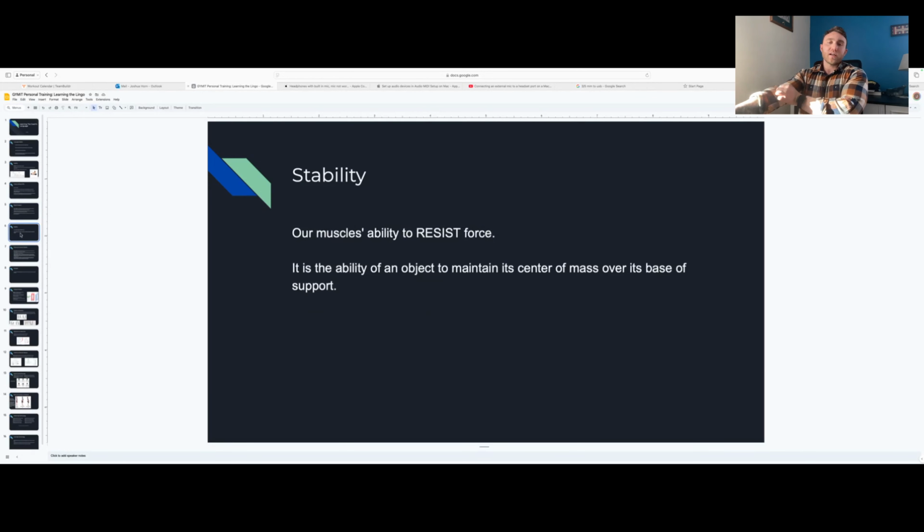So stability is going to be our muscles' ability to resist force. It's the ability of the object to maintain its center of mass over our base of support. So like I said, if we have to go onto one leg and shift ourselves over, it's the ability of our glutes, our core, our everything to hold us in a position where we can maintain our position.